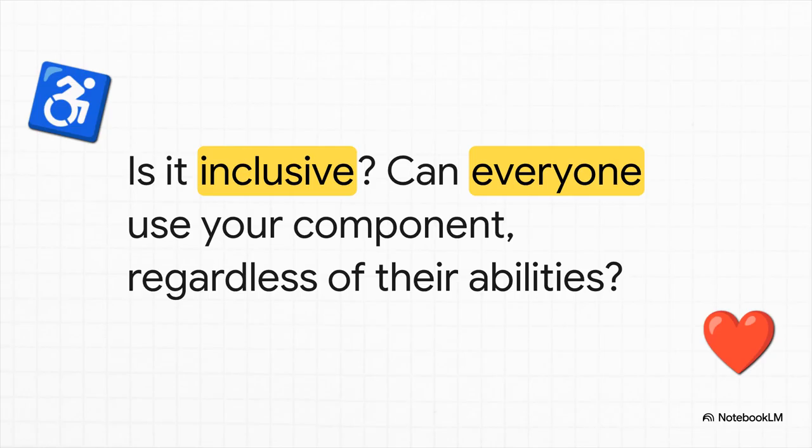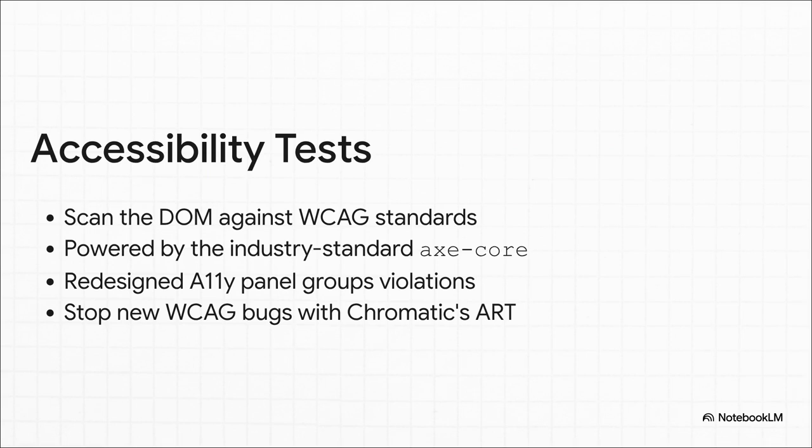All right, next up, question number 2, and this one is super important. Is your component inclusive? Can everyone actually use it, no matter their abilities? This is where accessibility tests save the day. They automatically scan your rendered component against all the WCAG standards, and it's all powered by Axe Core, which is the industry standard. Storybook 9 also has a redesigned accessibility panel that makes debugging way easier by grouping the violations. And here's a really smart feature from Chromatic, which works hand in hand with Storybook.